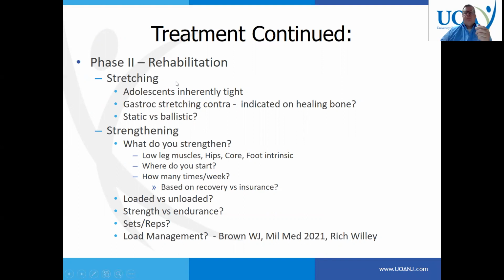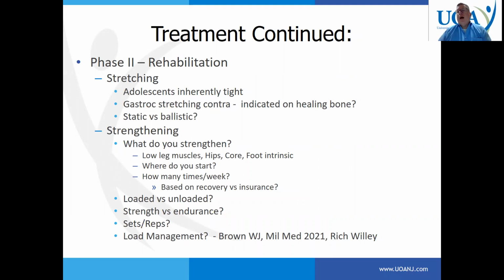So stretching, not sure how much stretching is really of value. Adolescents are inherently tight. And do you do static or ballistic stretching? There's been a lot of things published in the stretching literature, but a lot of that has been called into question in terms of its value, both short-term and longer term.